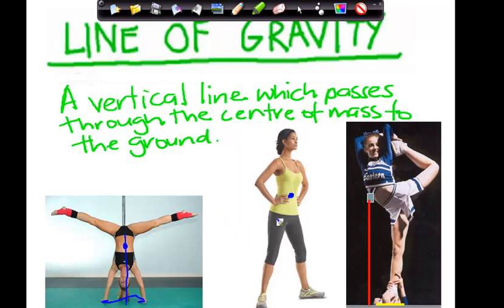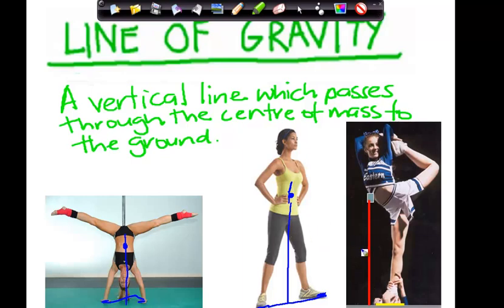Moving on to the lady in the middle here. Once again, our line comes through our centre of mass to the ground, and once again, it's in the middle of its base of support, because our base of support is what is in contact with the ground and the distance between them. So line of gravity is basically a line that goes through the centre of mass.